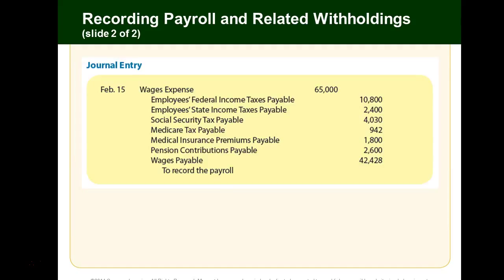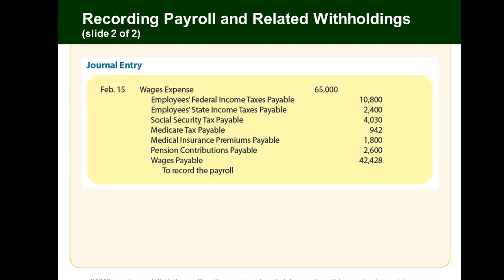So here's the journal entry you see. It shows a debit to wages expense for $65,000. We credit that amount we owe in federal income taxes that we took out of the employee's paycheck. We owe the state income tax that we took out of the employee's paycheck. We owe to Social Security the amount we took out for FICA. We also owe Medicare taxes that we took out for the employee.